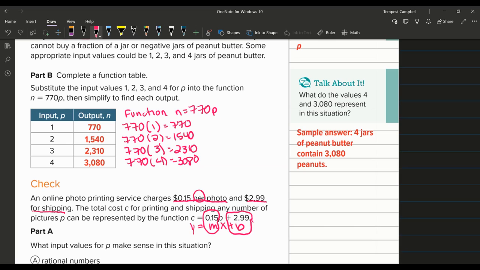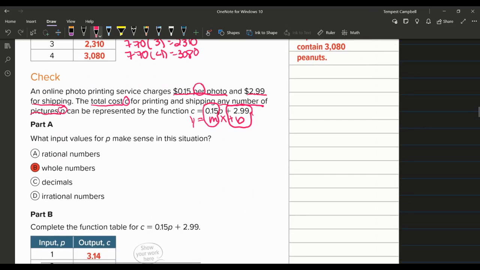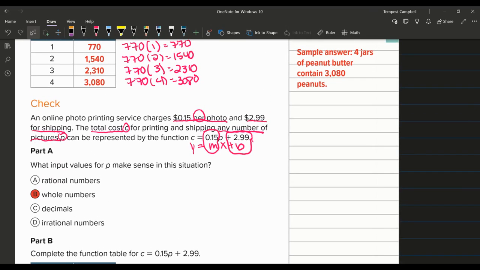So we are still working on slope-intercept form, except they're already giving us those equations. C stands for our total cost of printing and shipping any number of pictures, P. Then they give us our function, C equals 0.15p plus 2.99. It asks what input values of P make sense. If we're talking about number of pictures, again, it's going to have to be whole numbers.